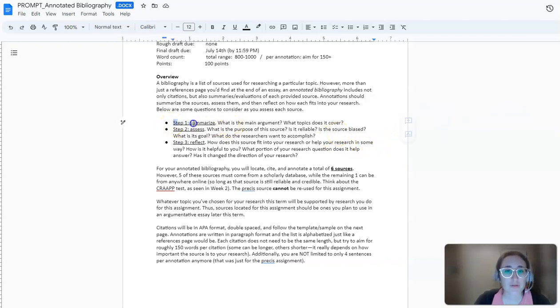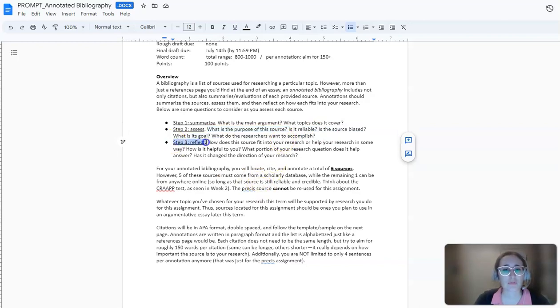So there are 3 steps. The first step is to summarize the source. What's the main argument? What topics does it cover? Step 2 is to assess what's the purpose. Is it reliable? Do you think it's biased after reading it? What's the source's goal? The main thing about this step is the purpose. So you'll definitely want to talk about what the purpose of the source is.